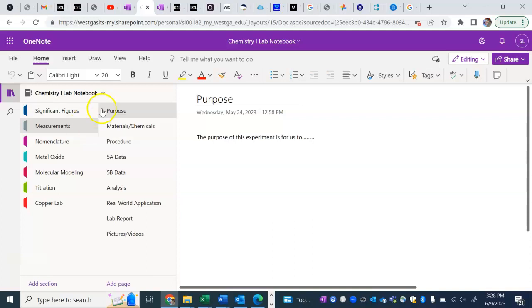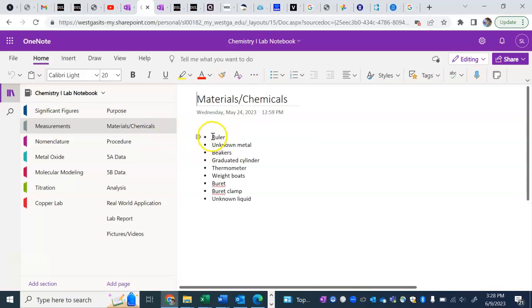The first thing I have is purpose. The purpose of this experiment is for us to blah, blah, blah. I'd like a paragraph, three or four sentences will do. Not a big deal. Materials and chemicals are all in bullet form. There's no definition to it. It is literally a bullet list. Think of it as a shopping list.